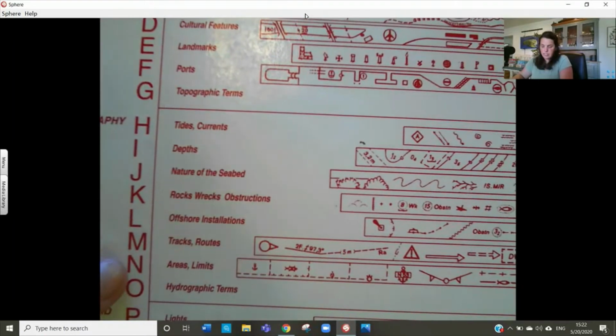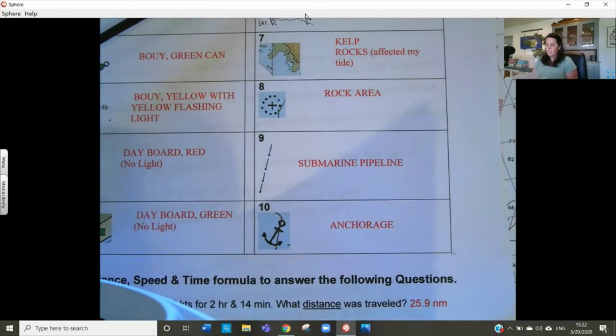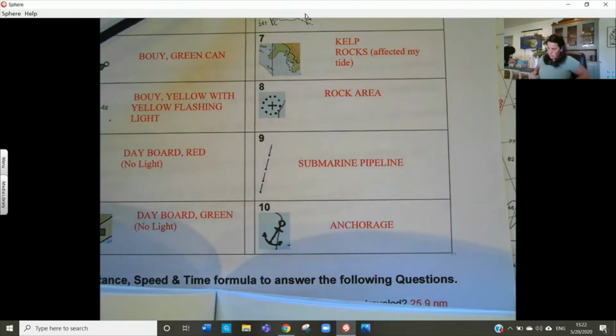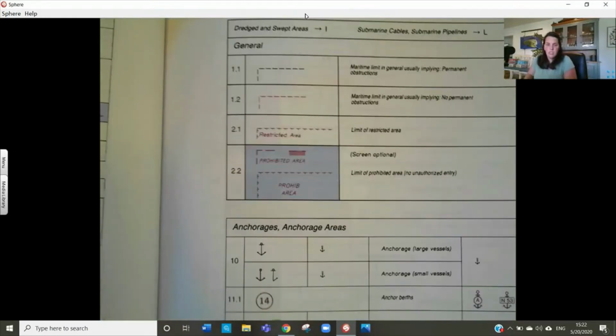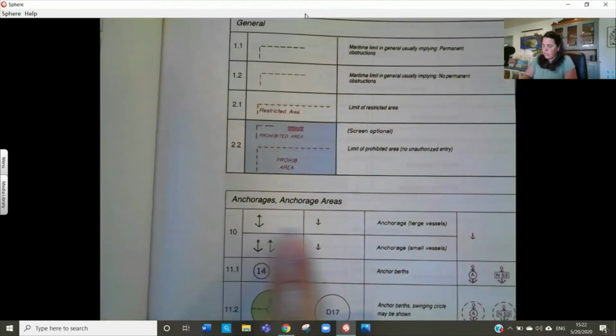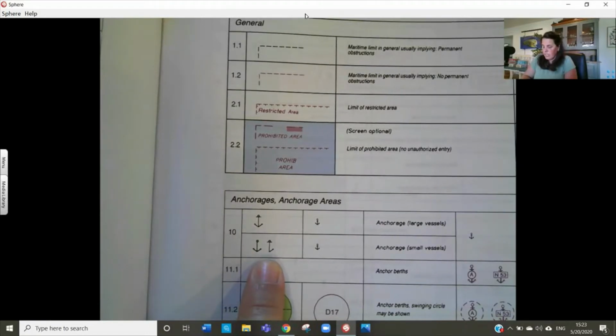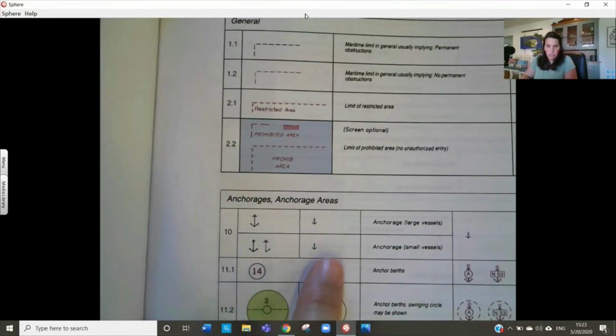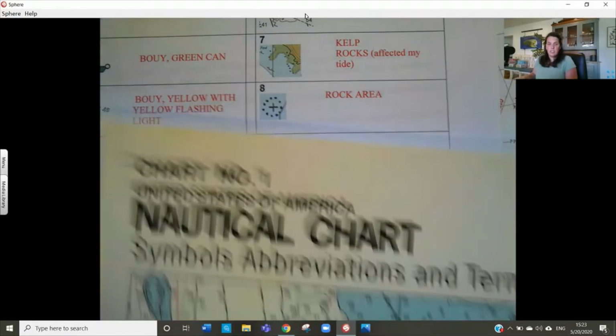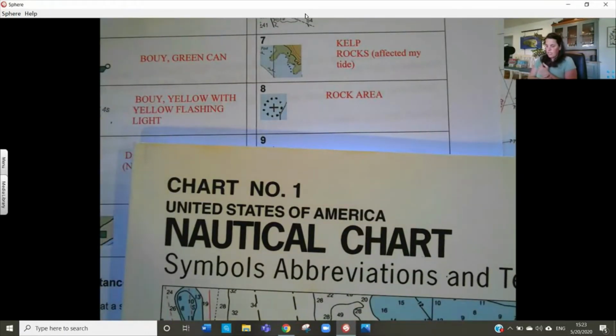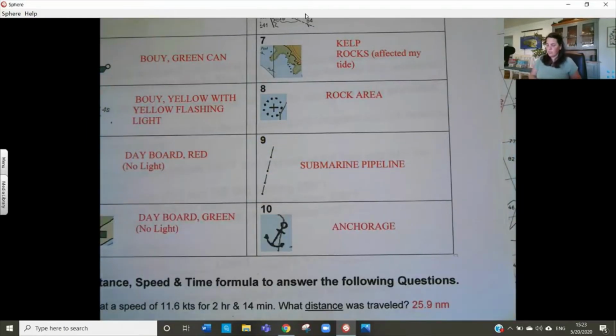So number 10 is going to be in our areas or limits section, N. So we're going to go to N. And for N, we see the anchor for an anchorage. The anchor with the half an anchor could be a small vessel anchorage, or just the simple anchor. So that is Chart 1, just exercise in looking at your symbols. The next section, we are going to practice our 60 D Street formulas. So let's get started on that.